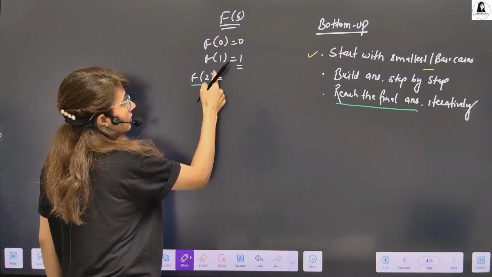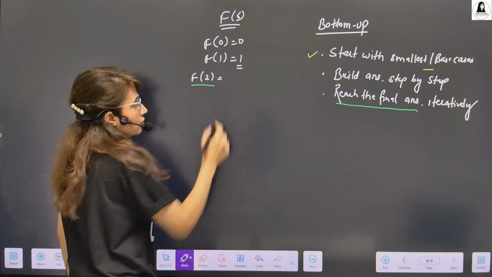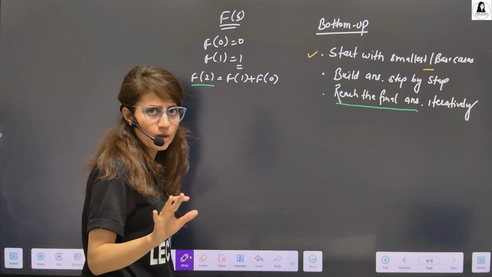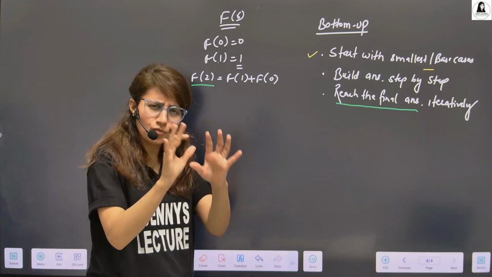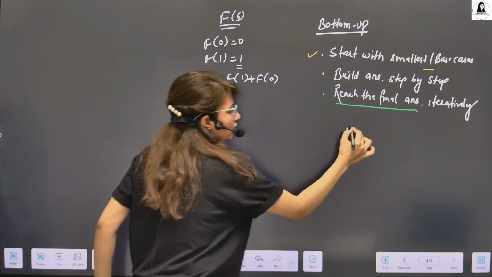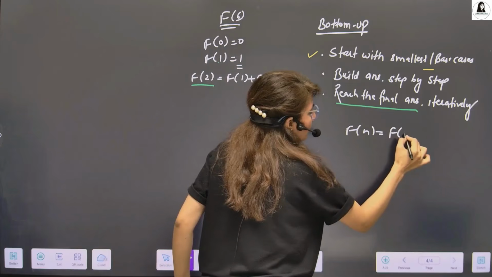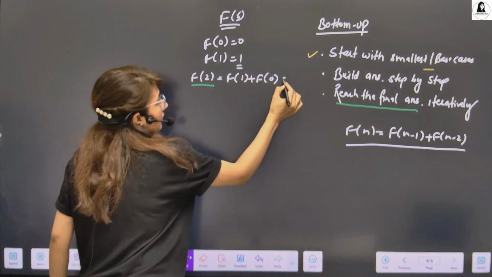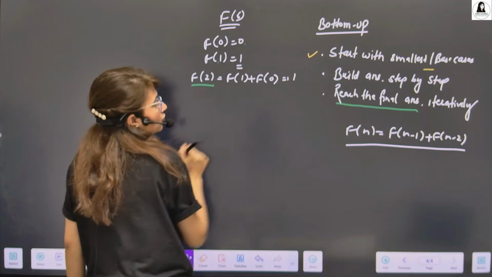Yes, fib of 2 means this plus this. So f of 1 plus f of 0. We use the same recursive formula, but not recursion actually, the formula we use. Formula is simple addition, na? F of n is equal to f of n minus 1 plus f of n minus 2. So that is 1, that is 0, it is 1.